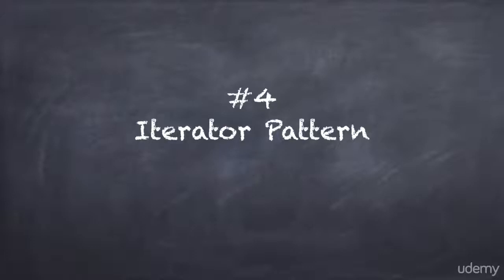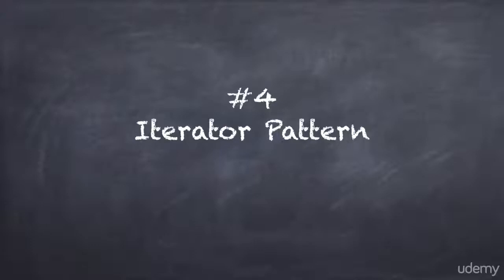Here is the fourth behavioral design pattern from the famous Gang of Four design patterns book. This one is called Iterator Pattern, and it is a pattern you use when you want to access the elements of a collection sequentially without exposing its underlying representation.